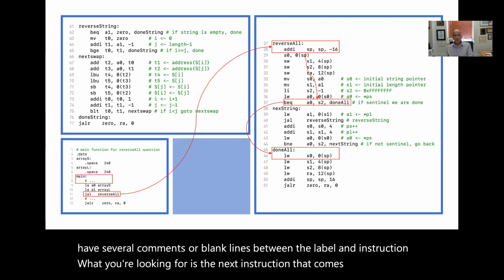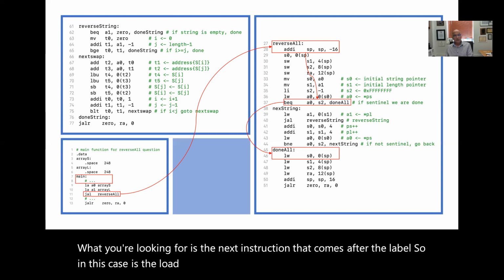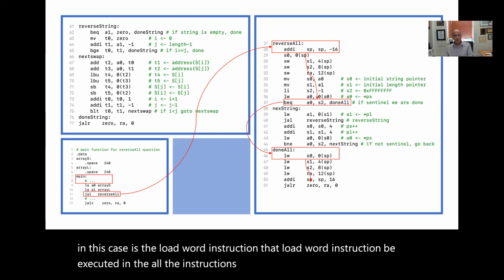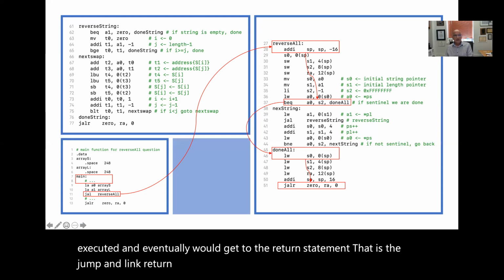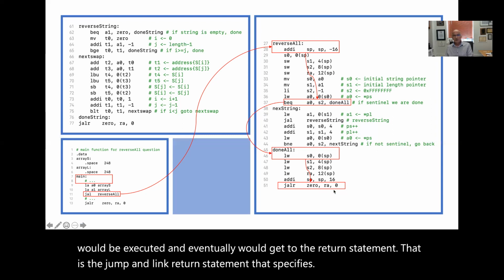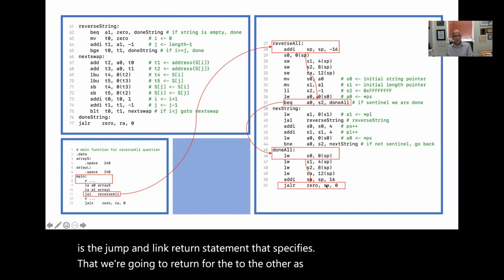So in this case, it is the load word instruction. That load word instruction will be executed, and all the instructions that follow the load word would be executed, and eventually we would get to the return statement, that is the jump and link return statement that specifies that we're going to return to the address that's in ra.